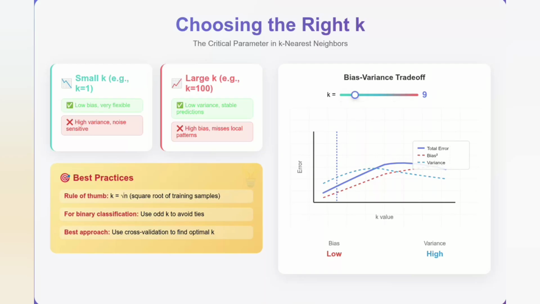There's also a bias variance trade-off here. Small K values lead to low bias but high variance. The model is flexible but unstable. Large K values lead to high bias but low variance. The model is stable but might miss important patterns.